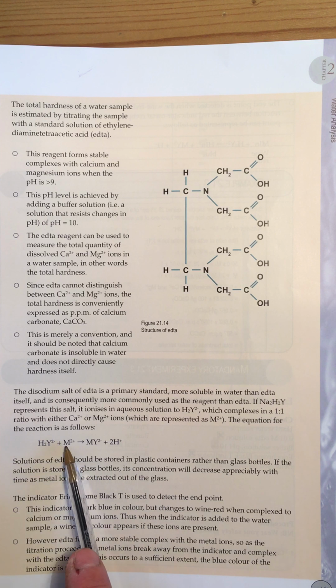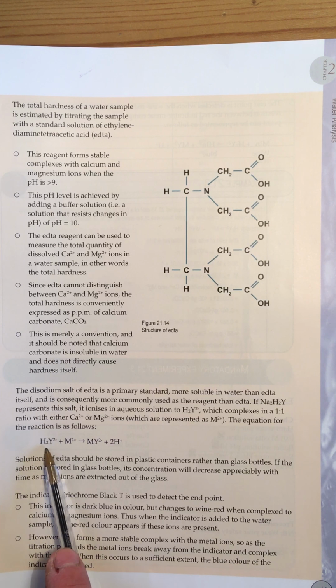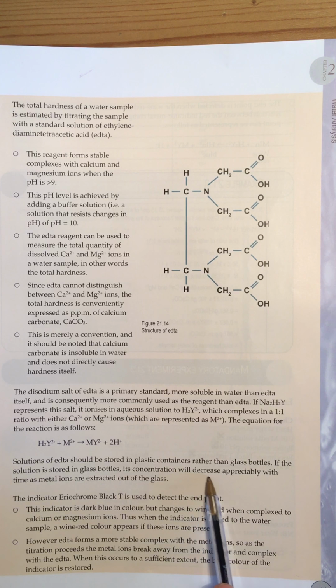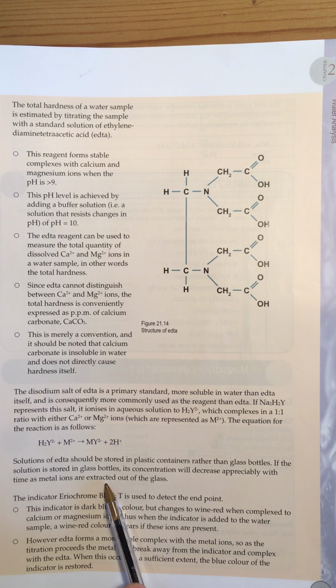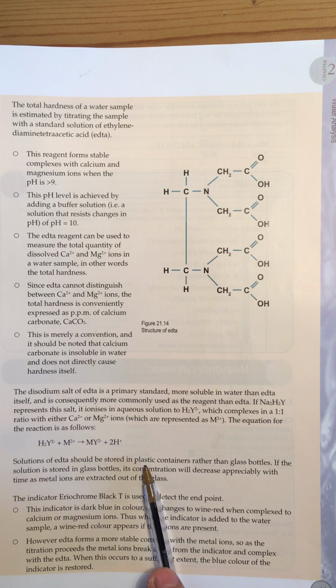And as we see here, metal ions react with EDTA. If they react with EDTA, well then the concentration of the EDTA will be decreasing. So over time, the concentration of EDTA would decrease if it's stored in a glass bottle. And for that reason, they're stored in plastic containers instead.